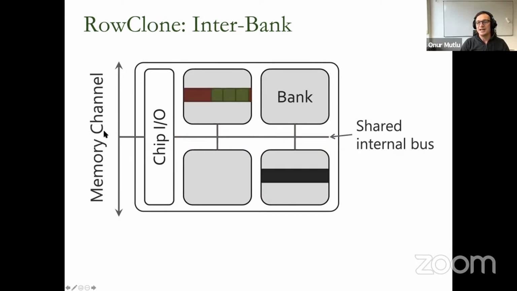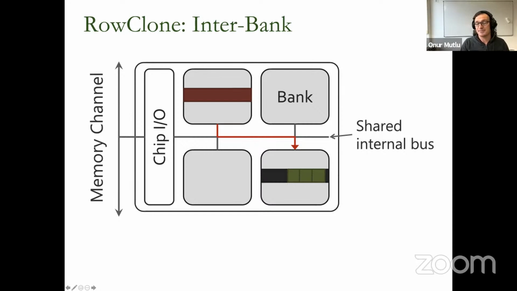So the idea is, if you want to, let's say, copy 3 64-bit elements from this row in this bank to this row in this bank, you can do it internally by pipelining. Basically, you set this bank to read mode, you set this bank to write mode, and the memory controller tells the DRAM chip to copy n number of 64-bit elements from here to here in a pipeline manner in the shared internal bus. That's the idea over here.